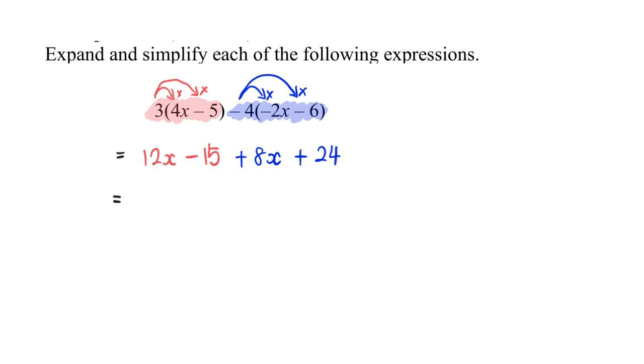And we are now going to simplify the like terms, alright? 12x plus 8x, that will give me 20x. Negative 15 plus 24, or 24 minus 15, that will give me positive 9. With that, we have come to the end of this part.